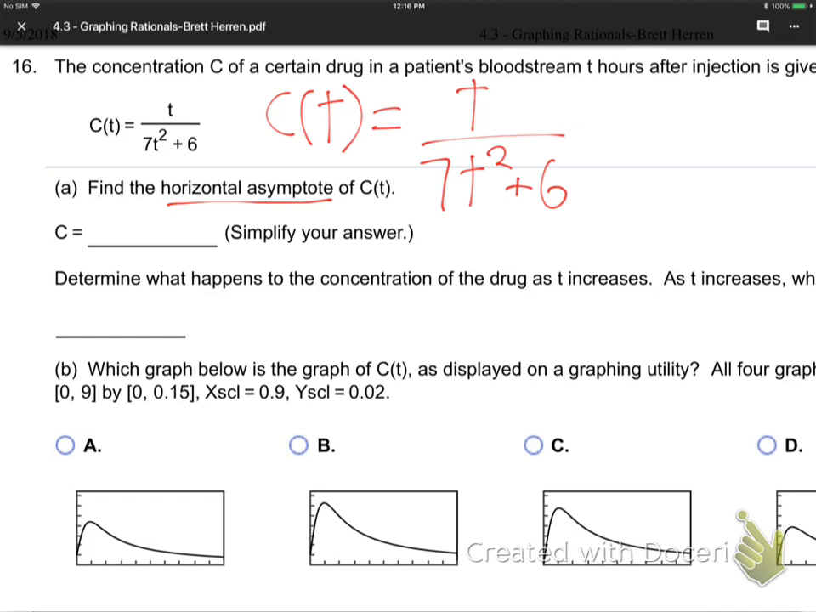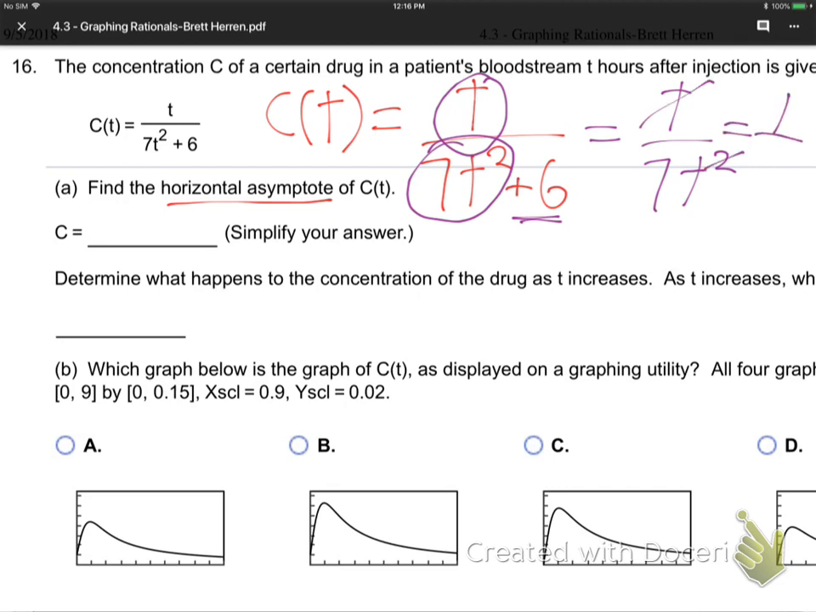All that's going to matter is the most powerful term in the top and the most powerful term in the bottom. The plus 6, if you're plugging in infinity, isn't going to matter. So it's going to be t over 7t squared. The plus 6 doesn't matter if you're plugging in infinity, right? This t will cancel that, and you'll get 1 over 7t.